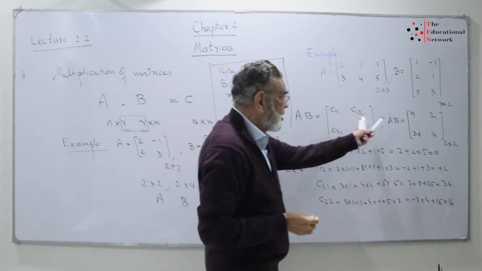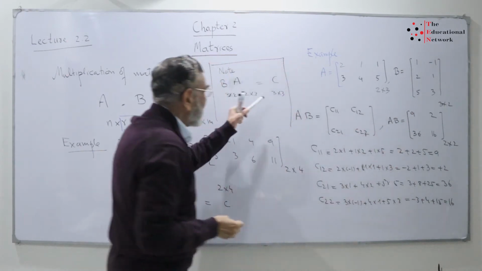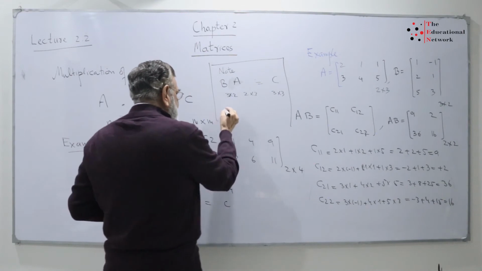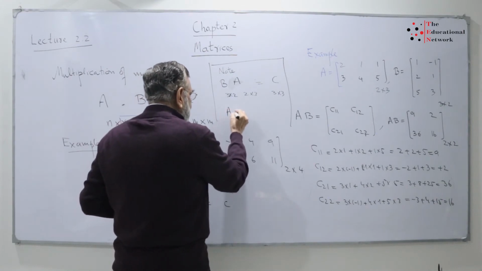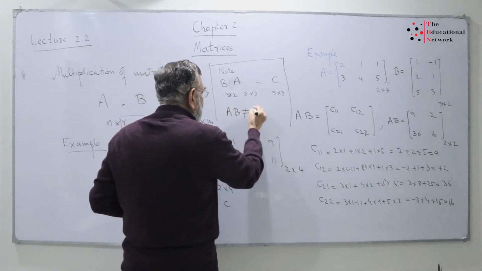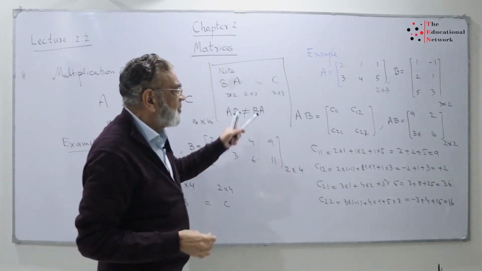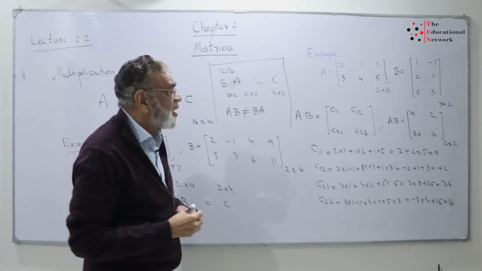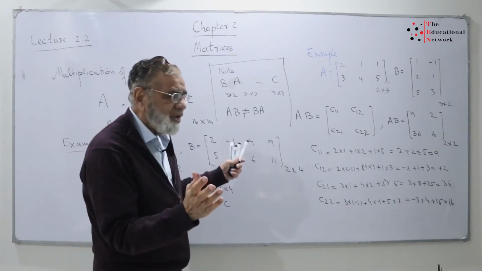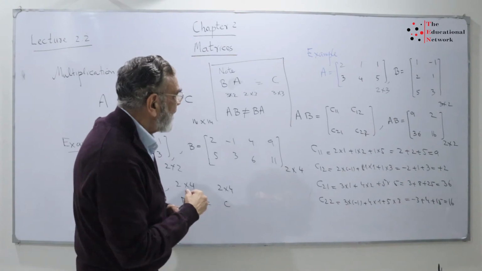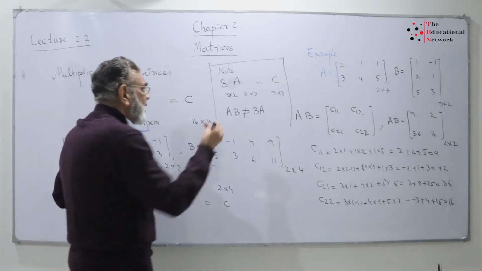Here this is my C, this A cross B, this is 2 by 2. What I'm getting here is 3 by 3. So always I say my AB is not equal to BA. Sometimes we can't multiply it, and sometimes you multiply, the result is not the same. Sometimes the size is the same, but the value will not be the same when you multiply B by A. So this is my note.